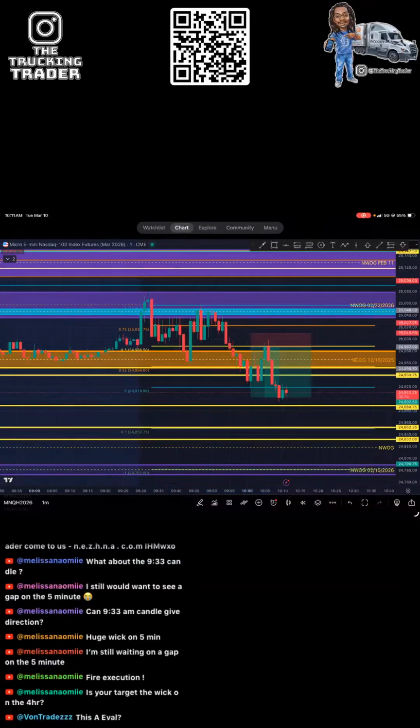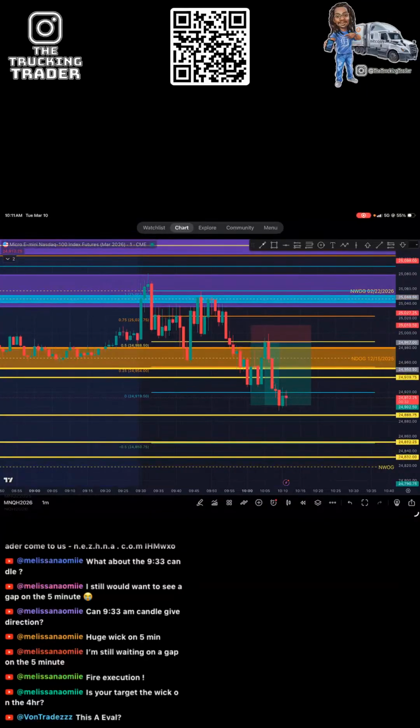I waited. I trailed it as hard as I could too. I was actually supposed to trail my stop the moment we got right there, but I just had to wait for a little bit more as it dropped down. So I'm satisfied with that trade. You guys witnessed it live with me. I hope y'all learned something from that.